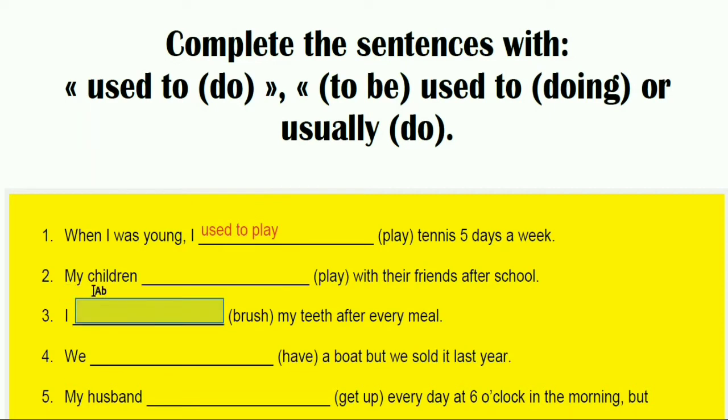And number two: my children, with their friends after school. Okay, so the verb play.